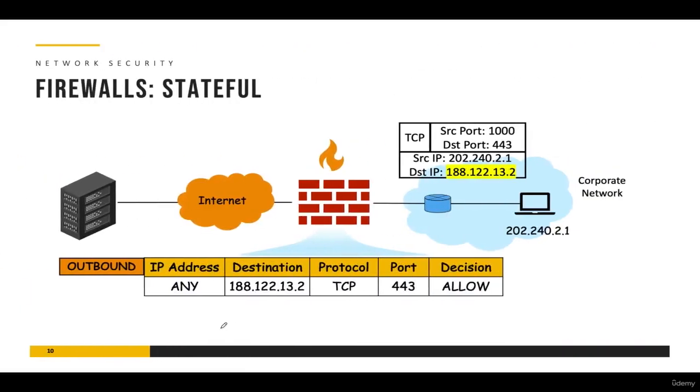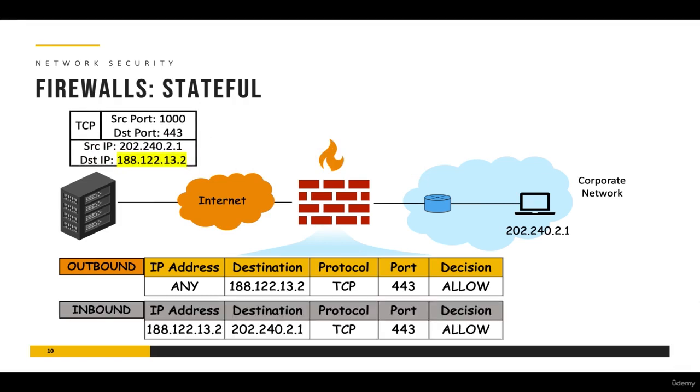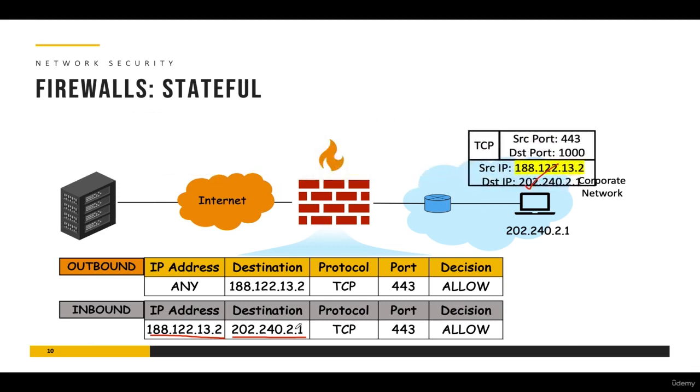So this problem is solved by stateful firewalls, which work more intelligently. Considering the same scenario, this time when your packet passes the firewall, it intelligently adds a corresponding inbound rule. It knows that this connection was initiated by a trusted system from inside the corporate network. So it adds a rule that when I see traffic coming from this IP address 188.122.13.2 and it is going to this destination, and this is an added security feature, this is for this particular destination, not to any internal system, then allow it. So this time when the response packet comes, it will be allowed by the firewall to pass.